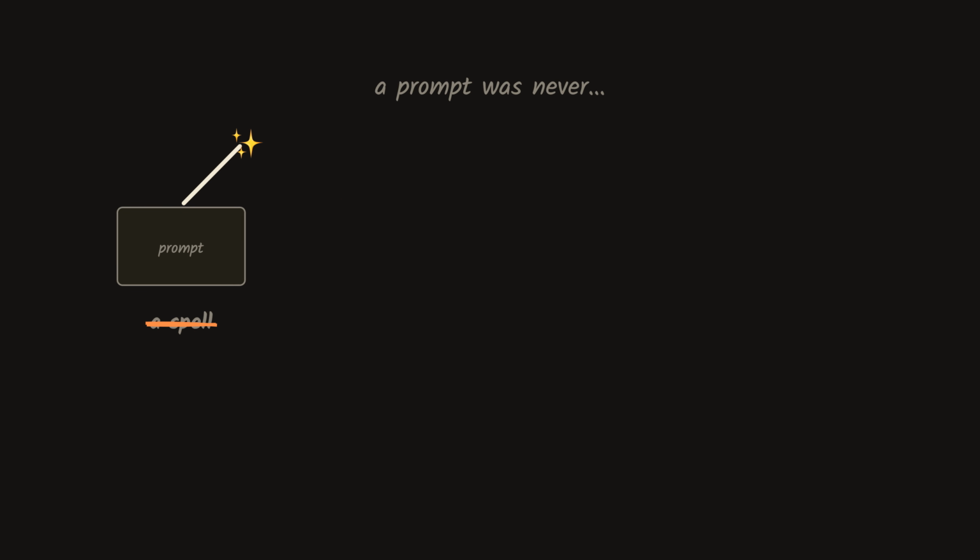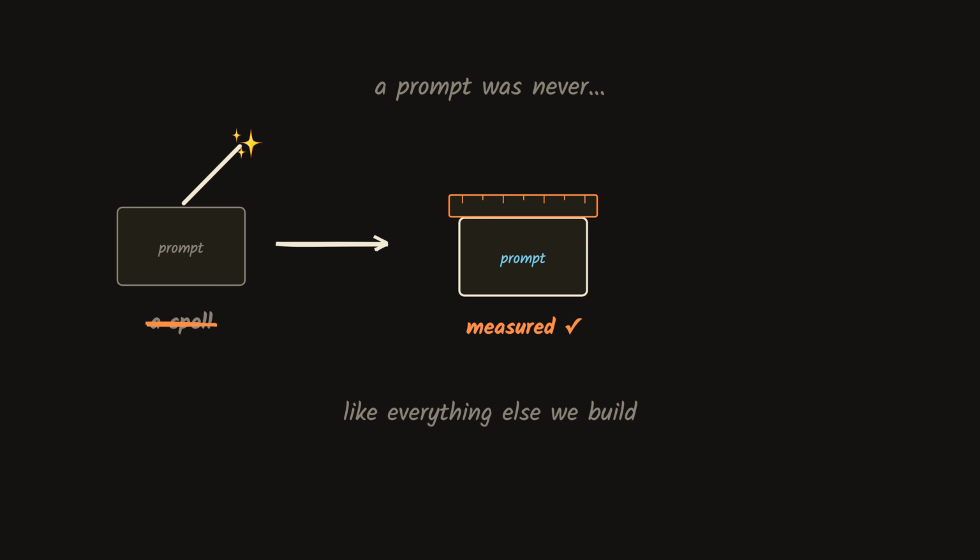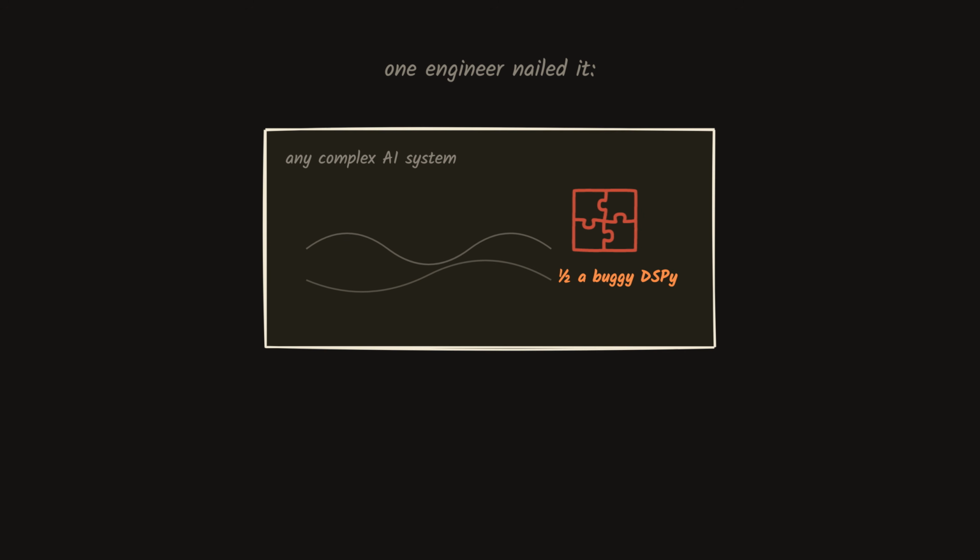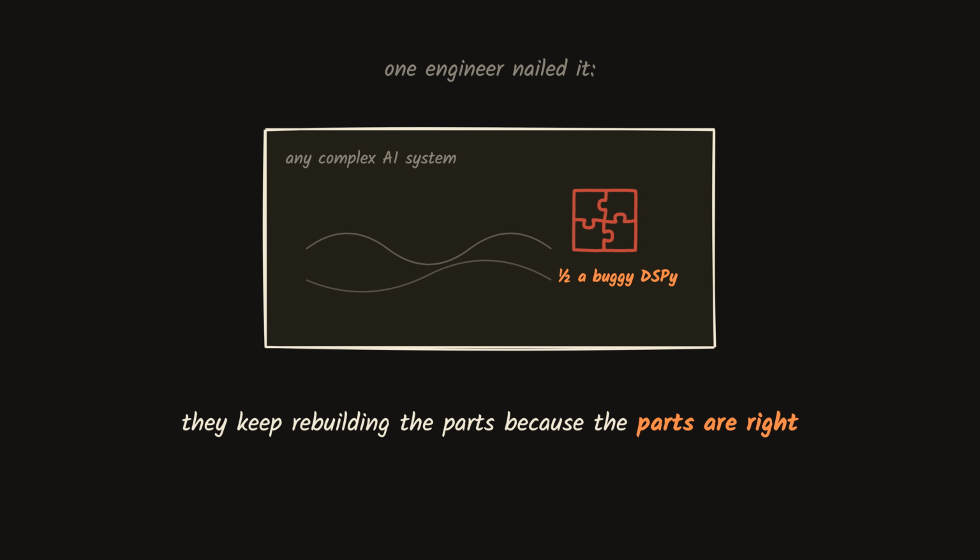Here's where I come down on it. The idea is right, and it's not going away. A prompt was never a handcrafted incantation you polish by feel. It's something you pin down and improve by measuring, like everything else we built. One engineer nailed it. Any AI system complicated enough ends up with a half-built, buggy version of DSPy stuffed somewhere inside it, whether the people who built it ever heard the name or not. They keep rebuilding the parts because the parts are right.